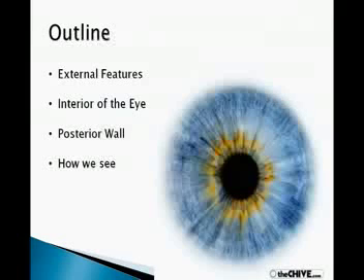So the way today's going to go, we're really going to focus initially on some of those external features, external muscles, some of the superficial structures within the eye. Then we're going to work our way to some of the optical components, and then end on the retina and how we actually see and how we perceive light.